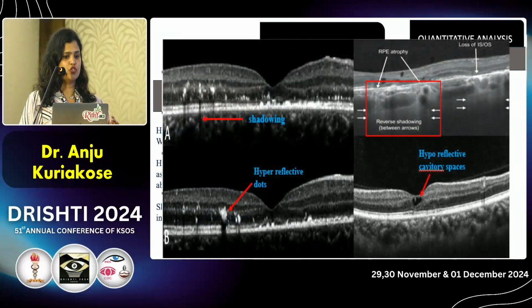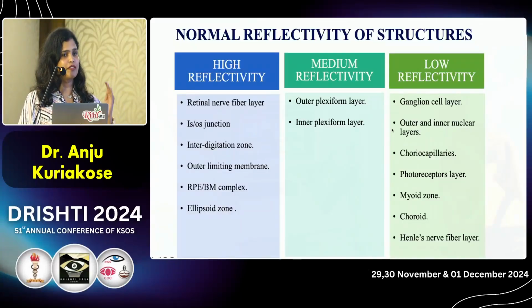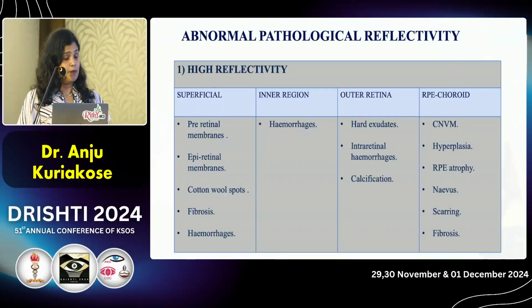So these are the pictures showing hyperreflective dots here, hyporeflective cavitatory lesions here. This is a shadowing and this is reverse shadowing. So these are the common reflective structures. You can take a picture if you want. So these are the abnormal pathology.